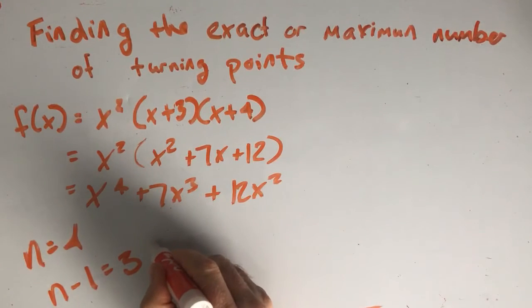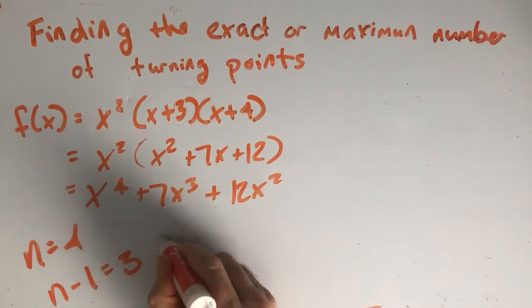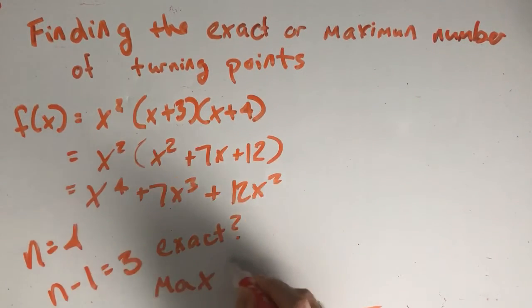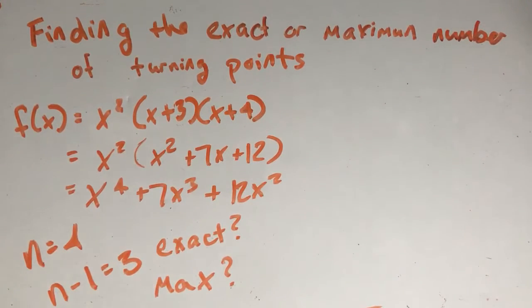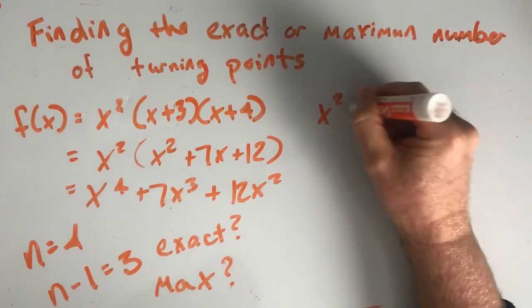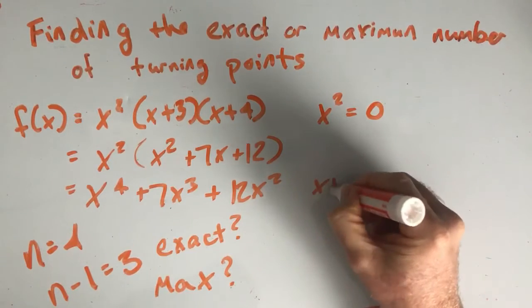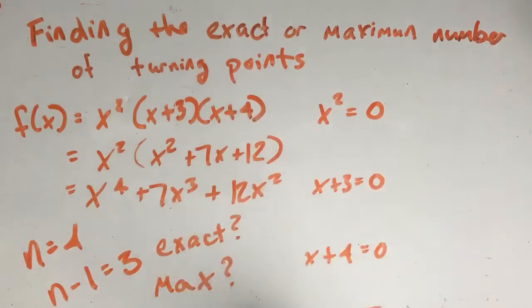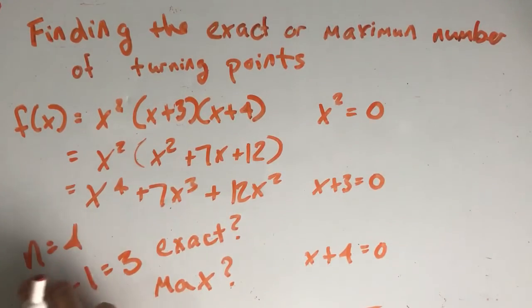So my question is, is this at most? Is this the max, or is this exact? So is it exact, or is it the max? And the way we check that is we look for distinct zeros from the original function. So I'm going to set my x squared equal to 0, my x plus 3 equal to 0, and my x plus 4 equal to 0, and see if I can come up with 4 distinct zeros.